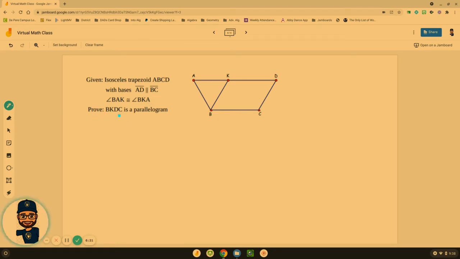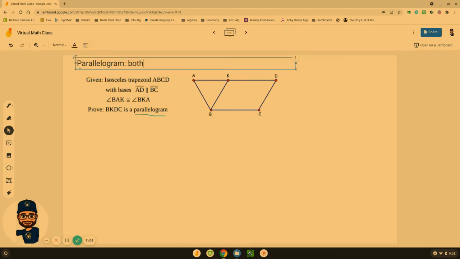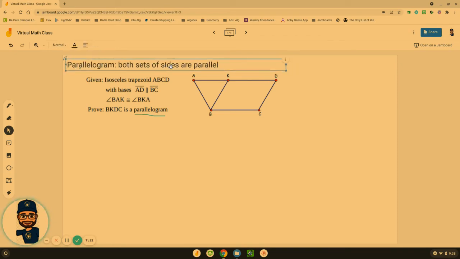We need to prove that BKDC is a parallelogram. So we need to prove that it's a parallelogram. The definition that we have to come up with, the evidence that we need for a parallelogram, is we need to show both sets of sides are parallel. Both sets of sides are parallel. And I'm going to type this out because it's just going to be sloppy. Parallelogram. Both sets of sides are parallel. So we have to prove that somehow.